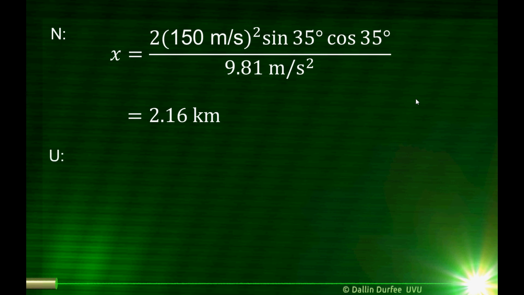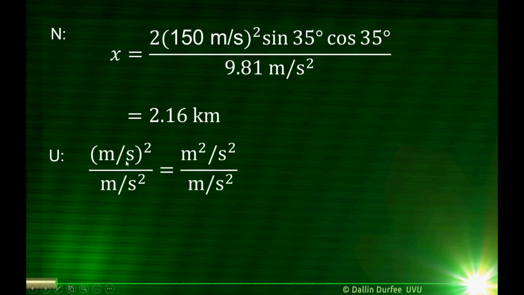The next step of Snuggly Dog is U, check your units. And so we look at this. Up here we have meters per second all squared. Sine and cosine are unitless, and then that's divided by meters per second squared. So meters per second all squared over meters per second squared. So that's meters squared per second squared over meters per second squared. The second squared cancels. The meter in the bottom cancels one of the meters on the top, and the units I get are meters. I was supposed to get meters for x, so the units check out. If the units didn't check out, that would be a sign that I had made a mistake.